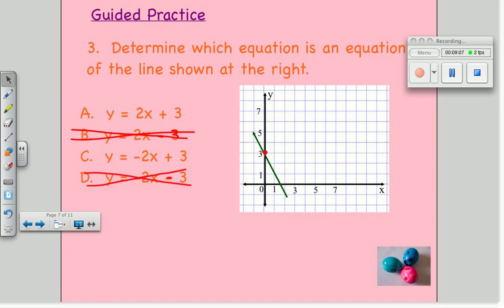Okay? I also see my slope, and because this line goes down, I have a downward slope, I know my slope is negative. Okay? So this has to be my answer, because this shows a negative slope here. So I didn't even have to do any math or work any numbers here. All right, I'm just using clues.